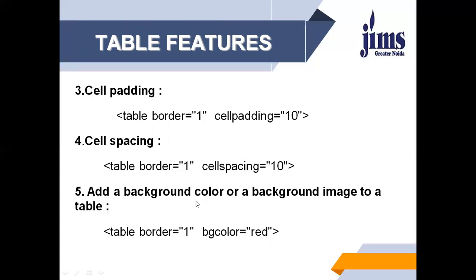If you want to add any background color or background image to your table, that is also possible. In the table tag only, you mention bgcolor equal to red. If you want to give any background image, you can mention background equal to the path of that particular image. So that background image will come, or background color can come.